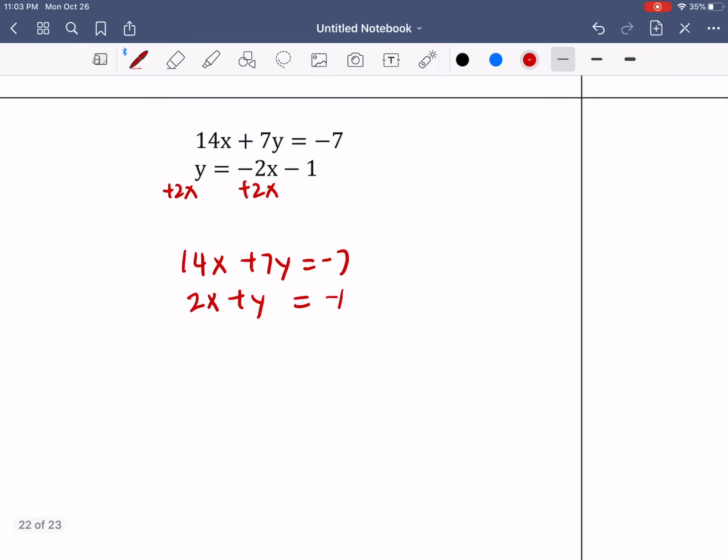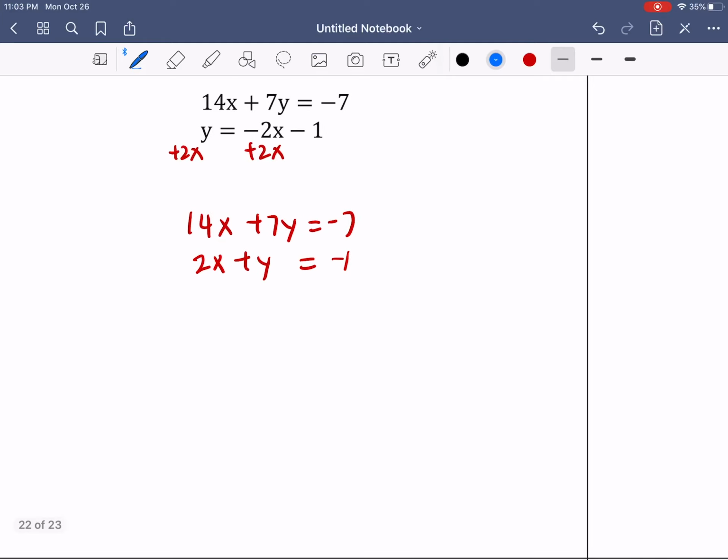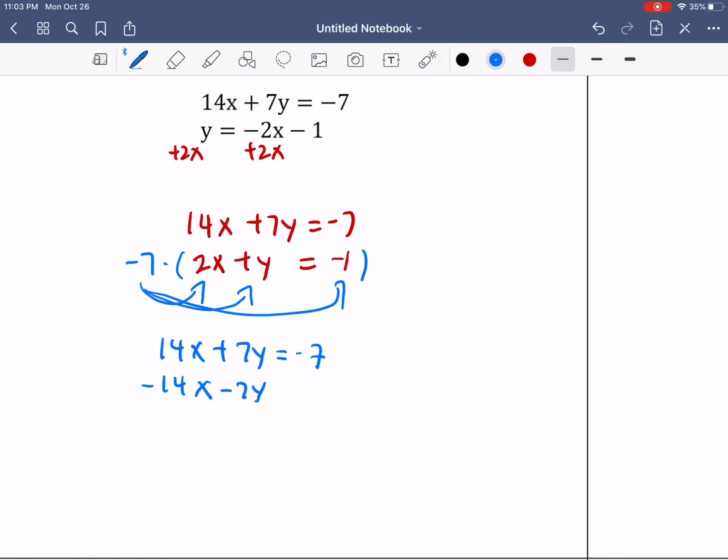Okay? Now, what should we do to match that up? Here, let me multiply by -7, okay? So let me copy down the first one. Second one, -14x, -7y equals +7. So let's combine that, okay?